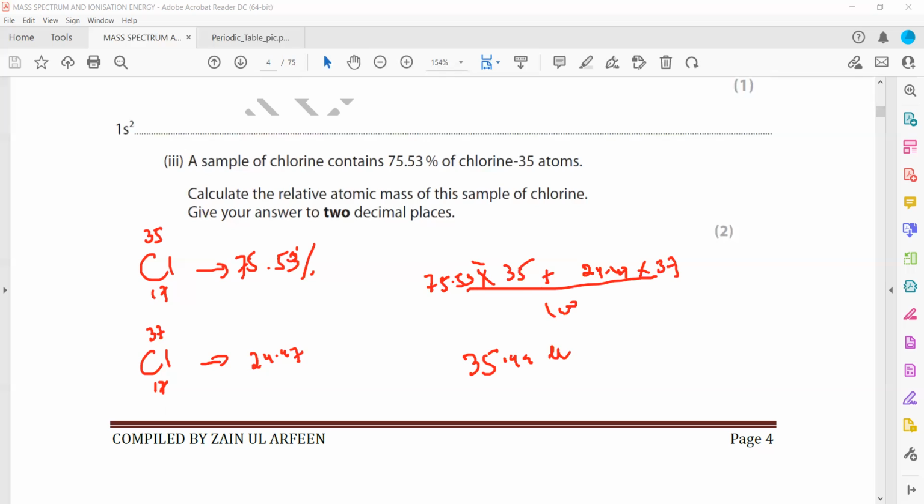Write your final answer in two decimal places. When you're mentioning the final answer, it should be in two decimal places.